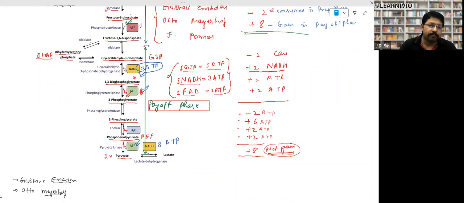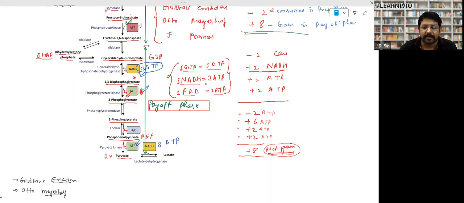Now, glyceraldehyde 3-phosphate converts into 1,3-bisphosphoglycerate. 1,3-bisphosphoglycerate again converts into 3-phosphoglycerate. Again, 2 ATP are produced. 3-phosphoglycerate converts into 2-phosphoglycerate, and 2-phosphoglycerate converts into phosphoenol pyruvate (PEP), right? And PEP converts into 2 pyruvate molecules. Again, 2 ATP are produced, right? So that's how the ATP production takes place.